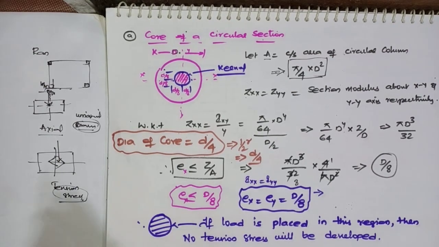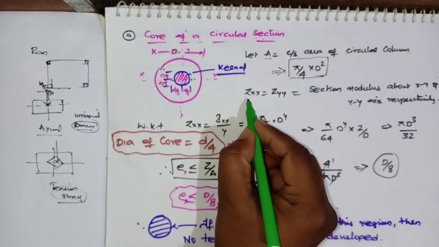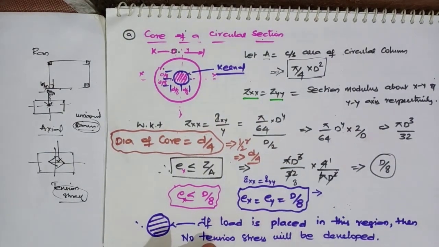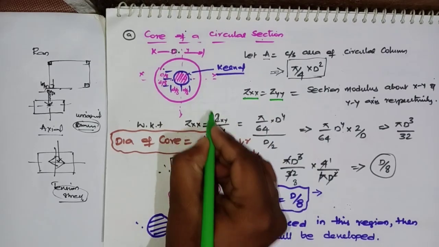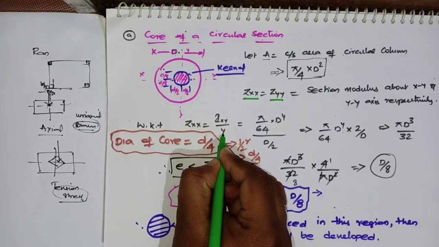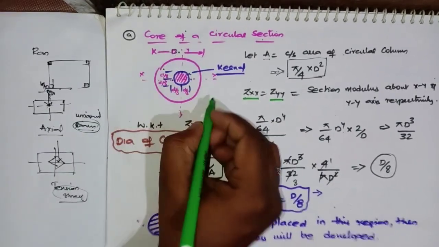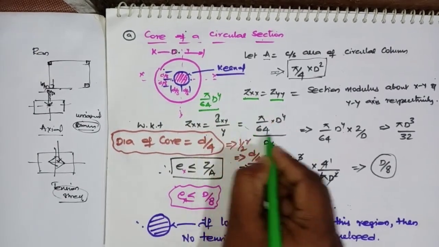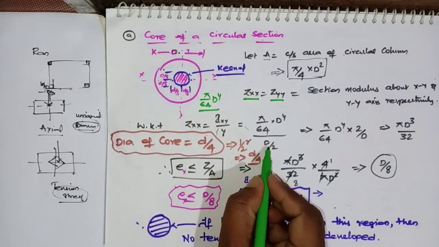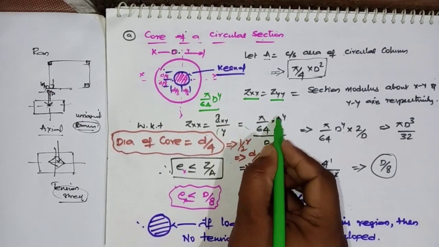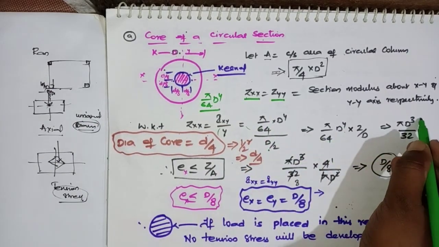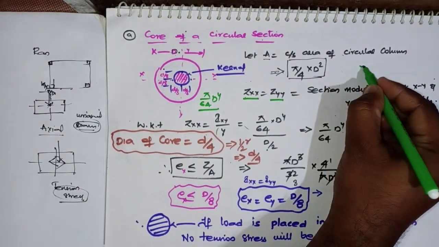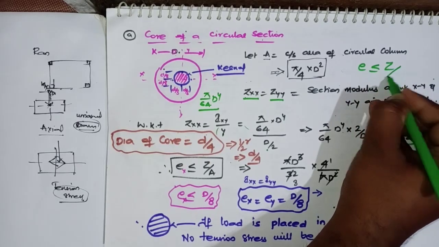Now for the circular section, the section modulus about the x-axis and y-axis will be the same. What is Z? I by y. So what is I for a circular section? Moment of inertia, pi by 64 D power 4, divided by y, which is D by 2. On solving this you will get pi D cube by 32. But for no tension to develop, e should be less than or equal to Z by A.